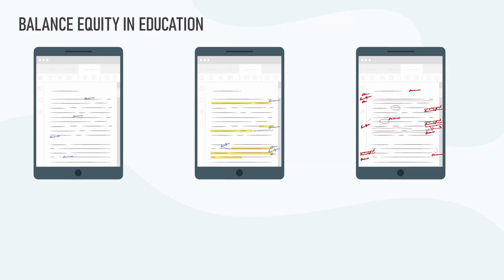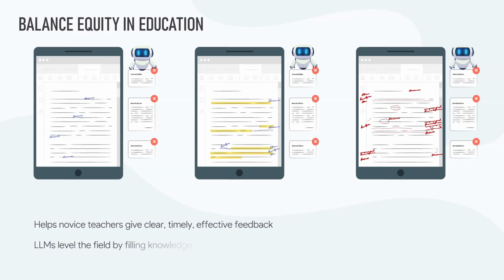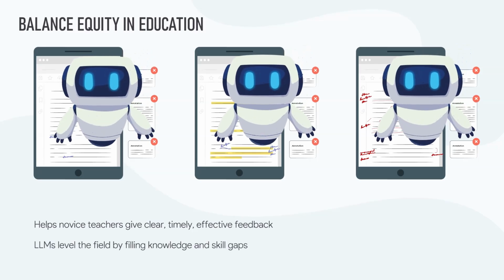This also affects educational equity, as teaching quality varies. For example, in under-resourced classrooms, teachers can use AnnotateGPT for clear, timely, and effective feedback. It may also help fill knowledge gaps and level the playing field. But concerns exist about over-reliance, which can promote cultural bias and diminish the educator's voice.